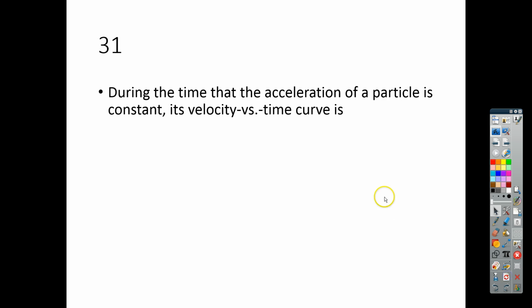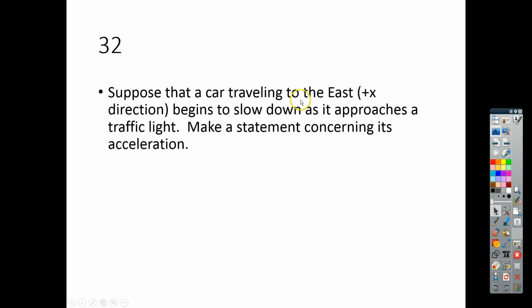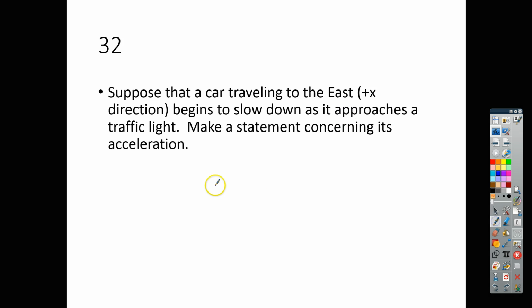For number 32, this one says, suppose that a car is moving to the east in the positive x direction. So we'll draw my little fantastic car again. We'll put a hood on the front here, put a little window there. And this car is moving in this direction, so we're saying it's positive. It begins to slow down. So if we're doing a velocity map for this, you would see something that would look very similar to this. And our acceleration then would have to be in the opposite direction.